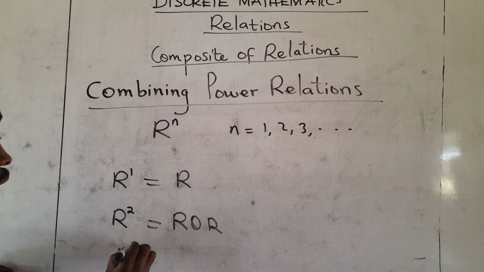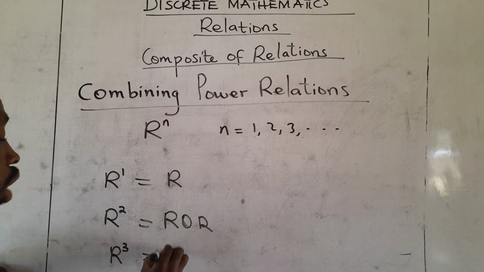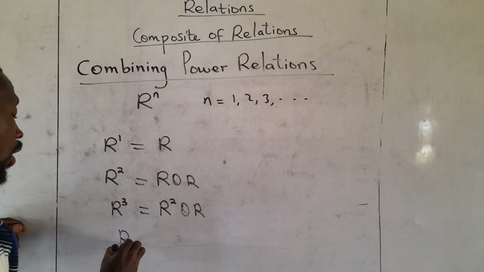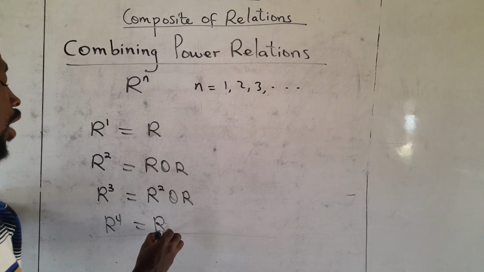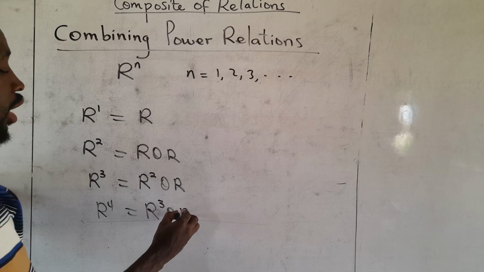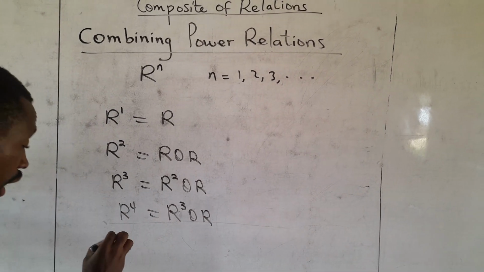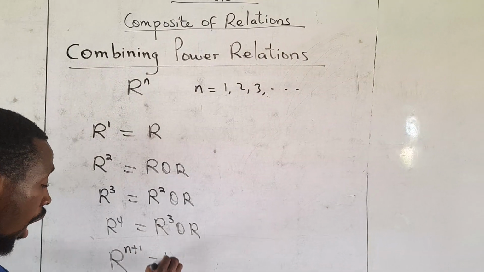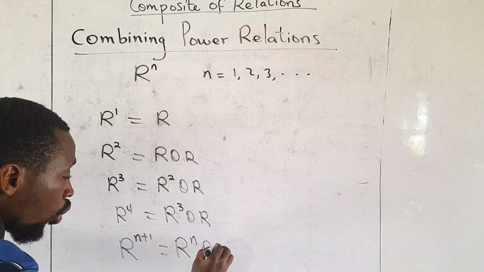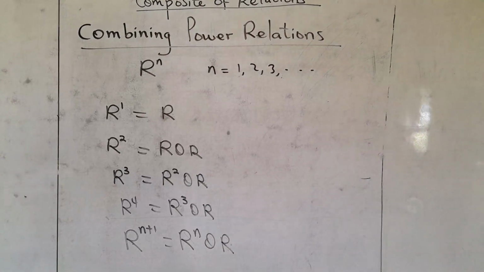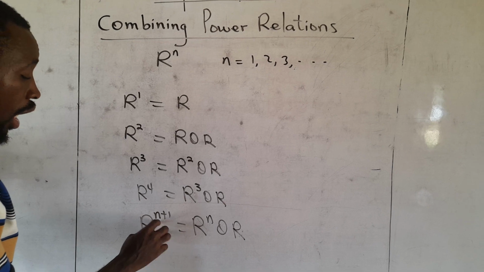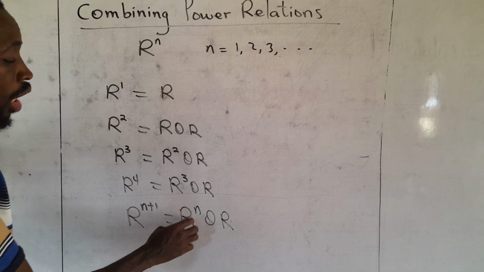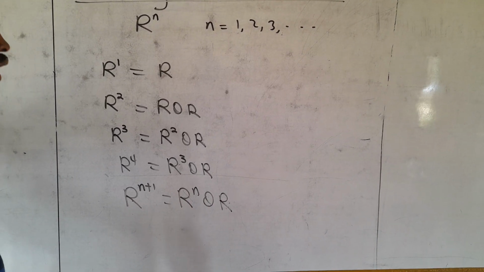Then what of R exponent 3? R exponent 3 will be equal to R exponent 2 composite R. And R exponent 4 will be equal to R exponent 3 composite R. I hope you get that. Then we can say R exponent n plus 1 will be equal to R exponent n composite R, where n is the previous exponent. So this is very easy.